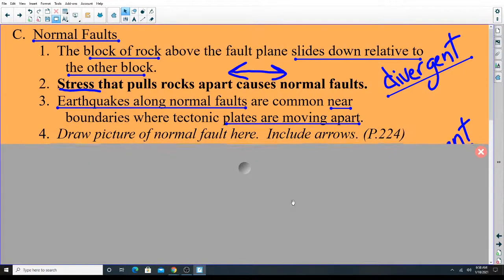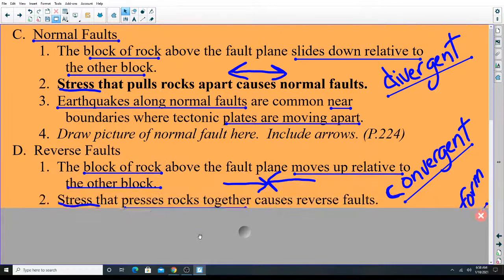Now on page 224, it does say to draw that into your notes. There's a really nice picture. Make sure you include all the arrows and where the fault plane is and all of that good stuff. Make sure you include the word pull, because that's where they're pulling apart. If you need to take some time, pause it, do a quick sketch in your notes. Otherwise, I am going to keep going on.